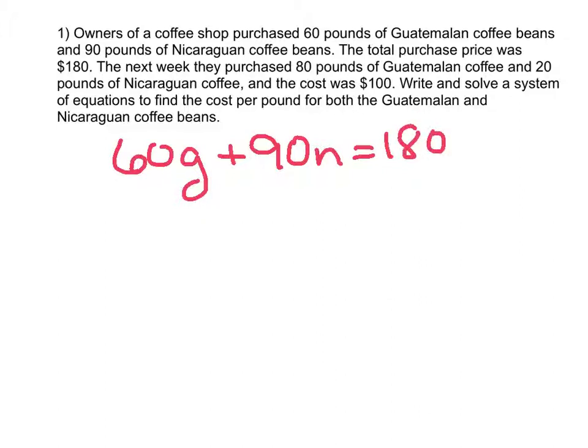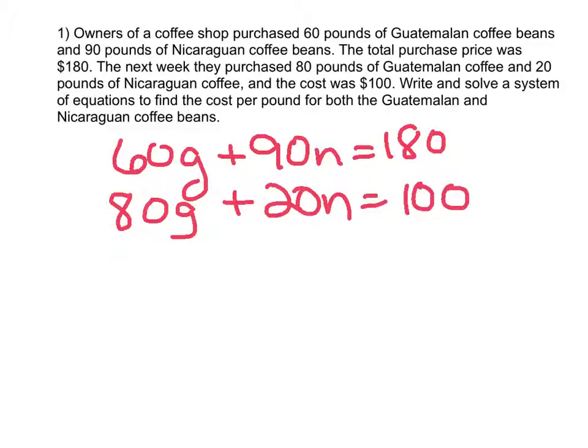Next week they purchased 80 pounds of the Guatemalan and 20 pounds of the Nicaraguan, and that cost $100. So you have a system of equations here, and you need to find the cost per pound for both of the different types of coffee beans. The first suggestion that I have here for you is to make this so that we have simpler numbers to deal with. You can see all of these end in 0. So what I'm going to do is divide these all separately and rewrite them just to make them easier equations to work with.